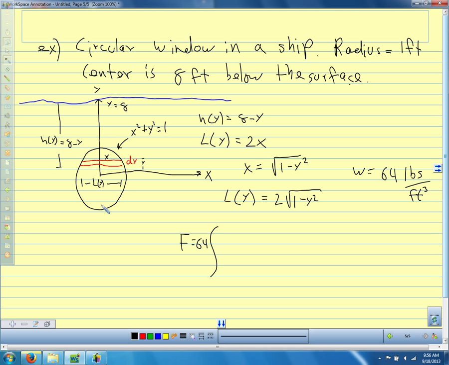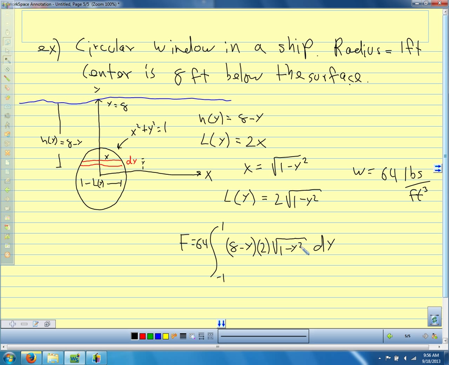So we're finding the force on the circle. We're just integrating over the y coordinates of the circle, negative 1 to 1. And then we have our integrand. H sub y is 8 minus y. And our L sub y, our horizontal length, is 2 times the square root of 1 minus y squared. Oh, that's not too bad, is it?